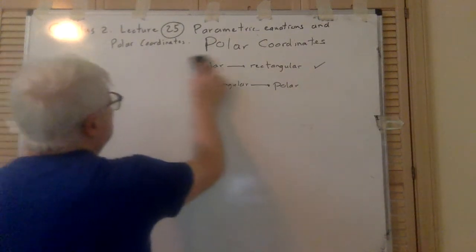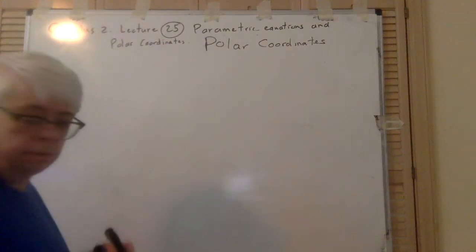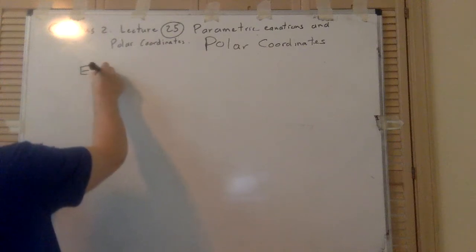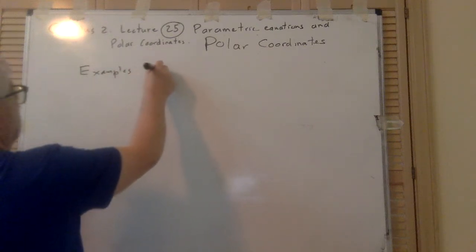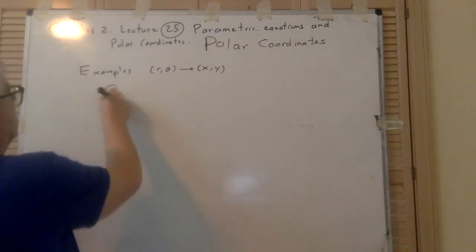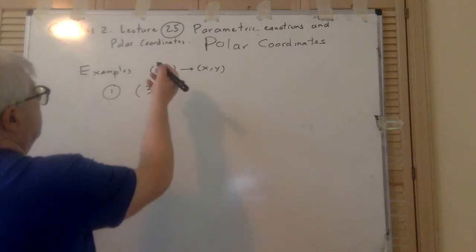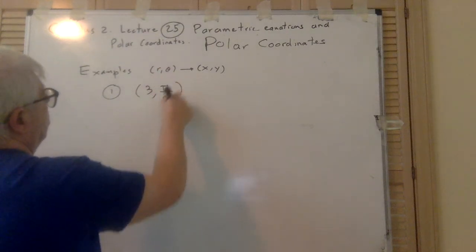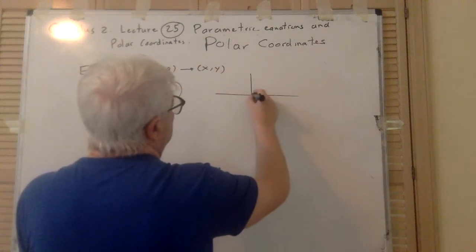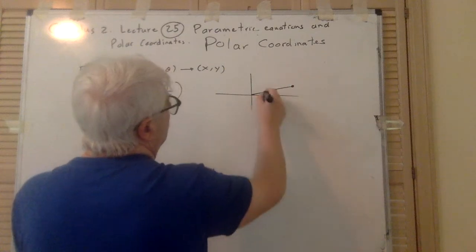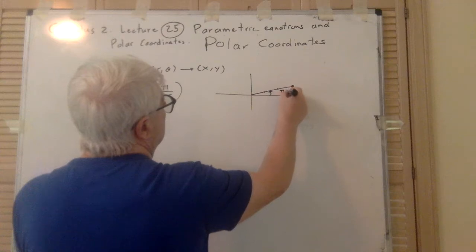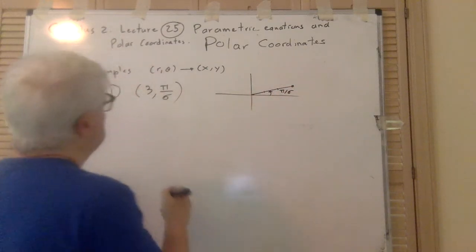So let's convert. From r, theta examples, r, theta to x, y. One, let's say we have 3, and let's go with the first one we had, 5 or 6, and that is at this point. It is somewhere here. One, two, three, right? And this is pi over 6.